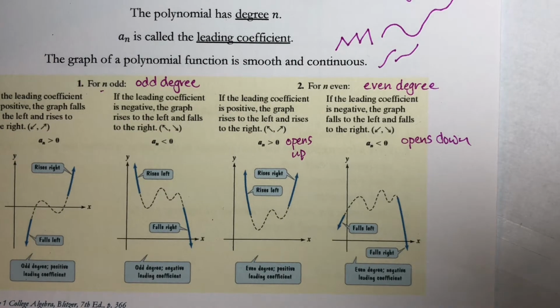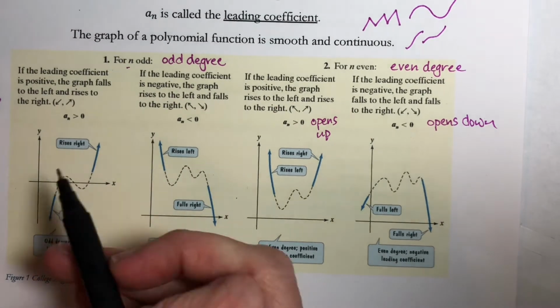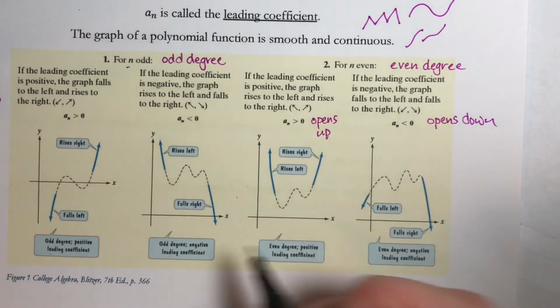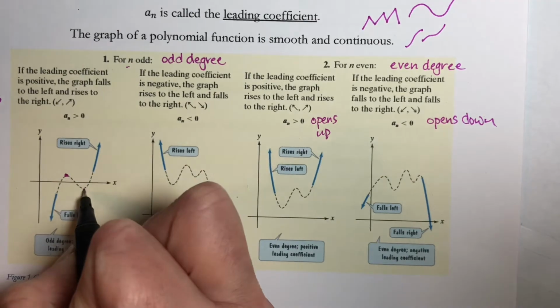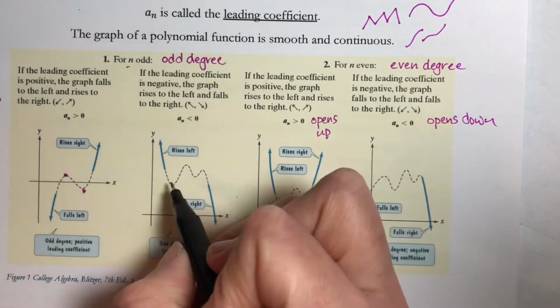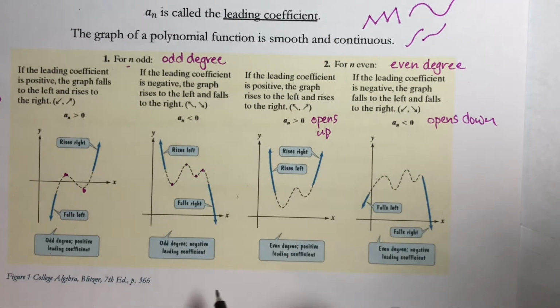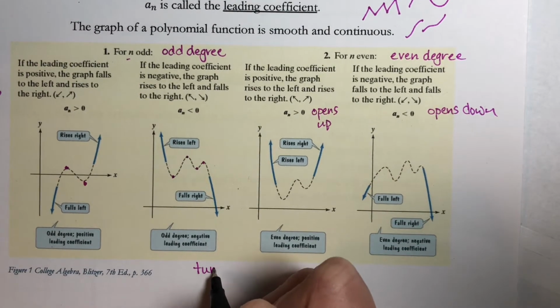All right. One more little thing here. You notice how these things can have squiggles in the middle? Every time it changes directions, so there and there, or here, here, here, and here, every time it changes directions, those are called turning points.